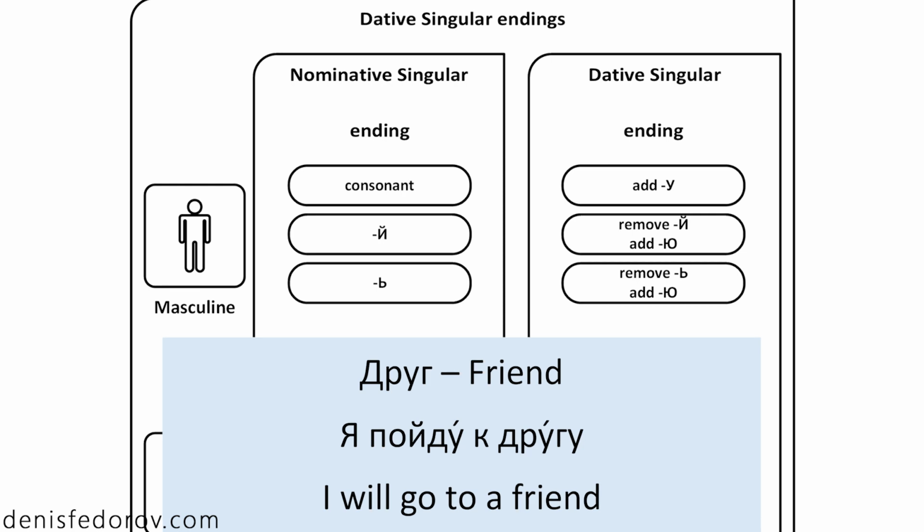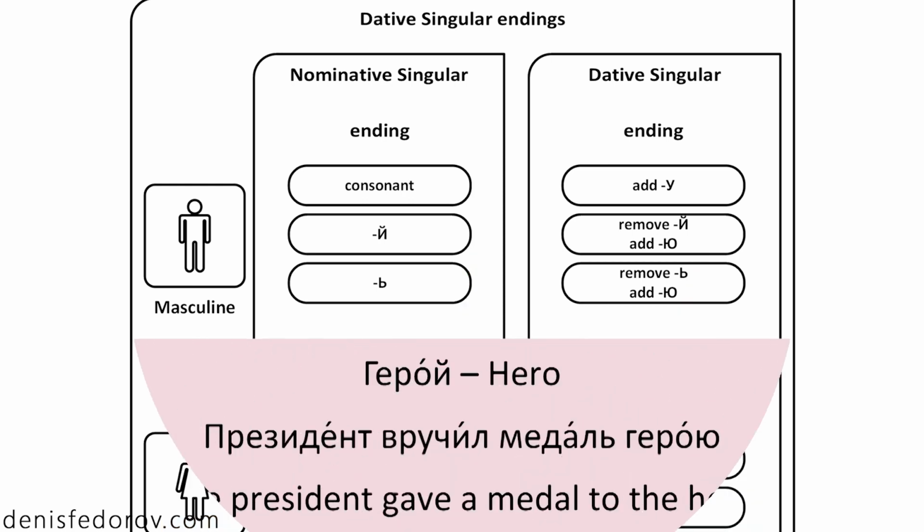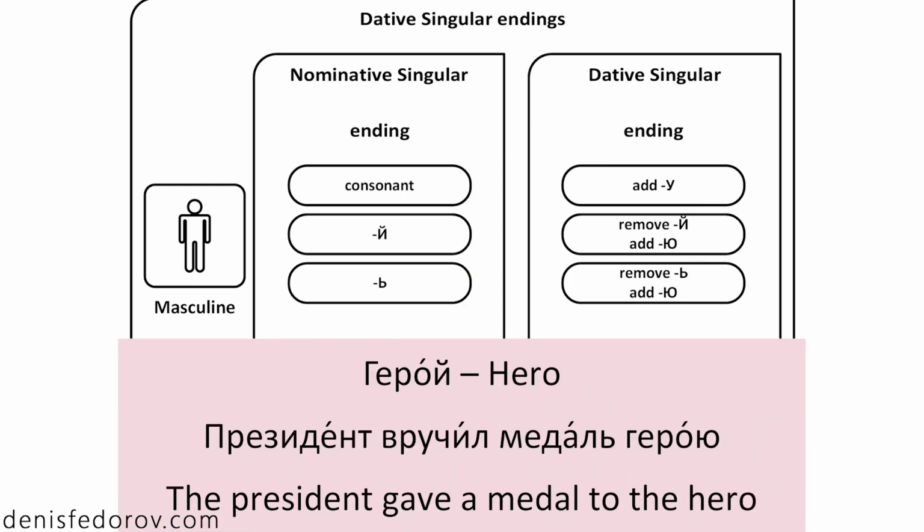Друг, friend. Я пойду к другу. I will go to a friend. Друг ends in a consonant, which means it has masculine gender. So we add у and get другу. That's how we get dative for this word. Герой, hero. Президент вручил медаль герою. The president gave a medal to the hero. It ends in й краткая, so the word has a masculine gender, so as per rule we remove й краткая and add ю and get this герою.